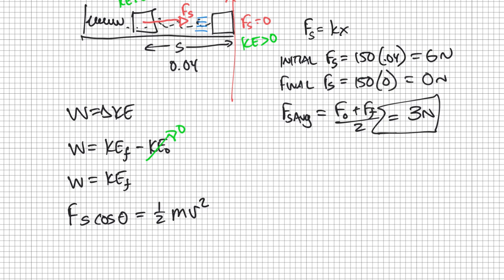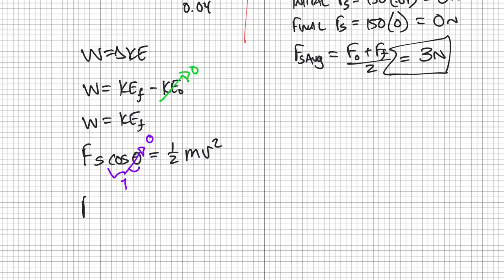So if we look at that, some things that we need to understand. One is that my theta, in terms of the direction of my force and the direction of my displacement, is going to be 0. And that's going to make the cosine just 1. So then this becomes the force times the displacement equals 1/2 mv squared. And again, we're going to solve for v.